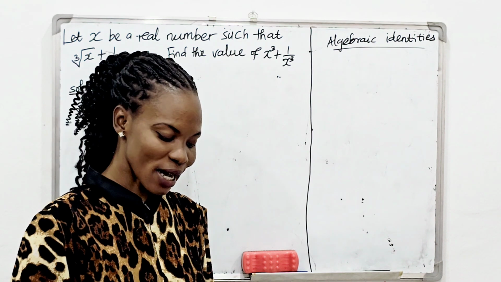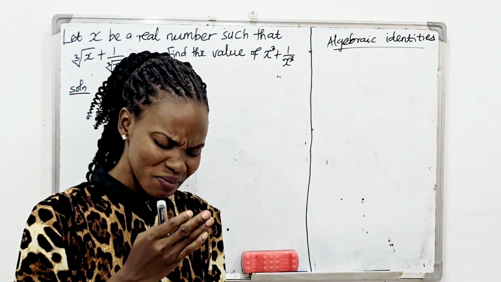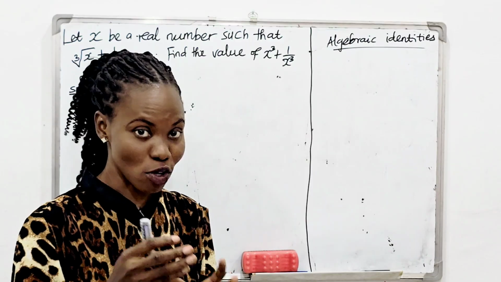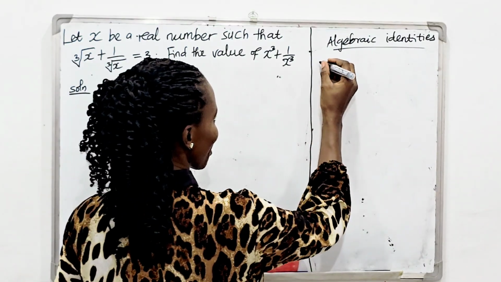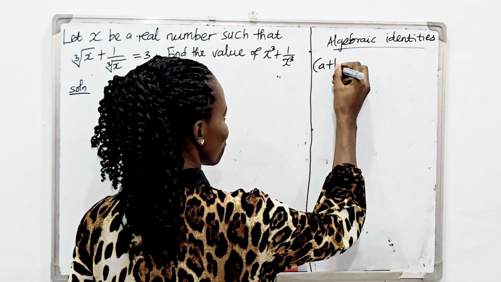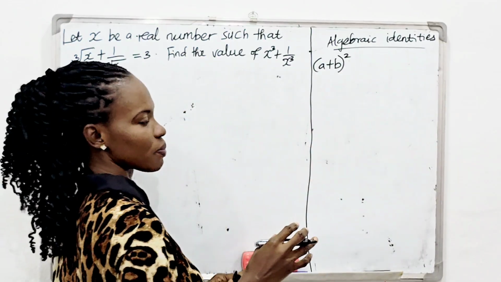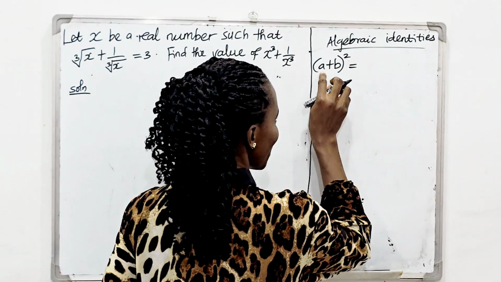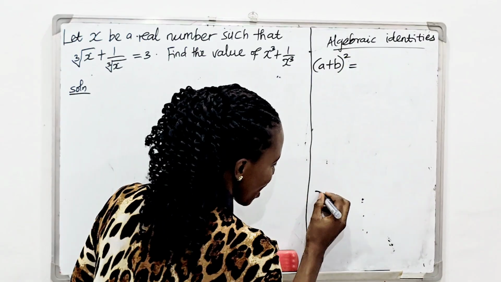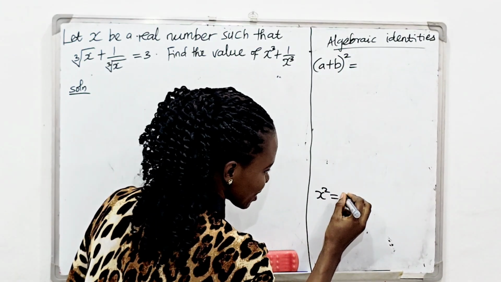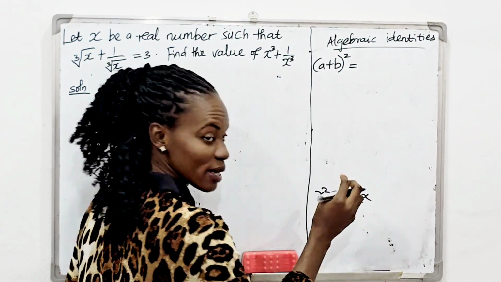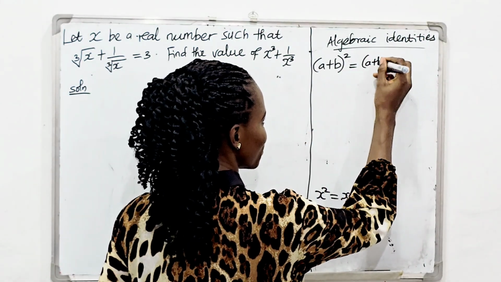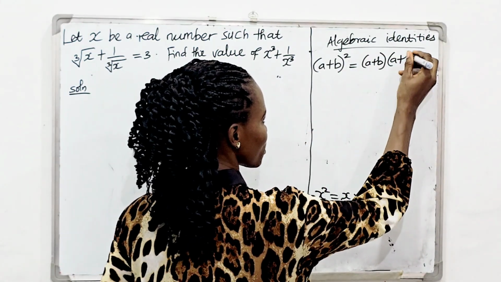So we're going to look at the square of the sum of two items and the cube of the sum of two items. So let's have (a plus b) squared. Let's see the expansion of it. x squared is the same thing as x times x, right? So this is the same thing as saying (a plus b) times (a plus b).